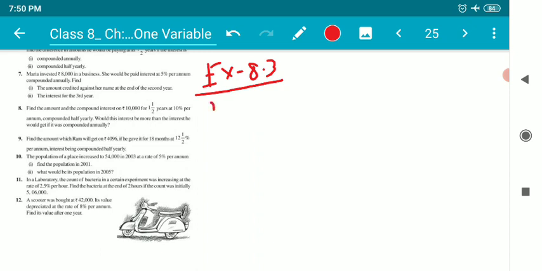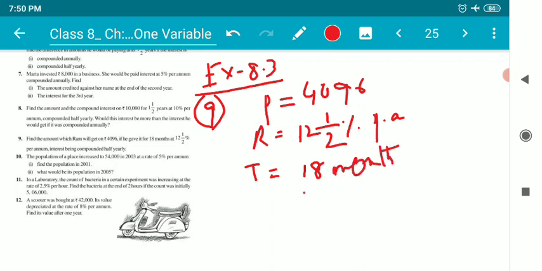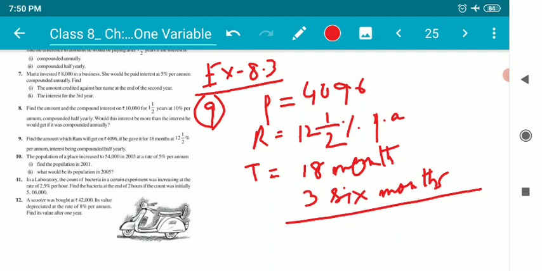The first question, question number 9, which I've chosen to solve. Find the amount which Ram will get on 4096, means the principal amount is 4096. Rate of interest is 12 1 by 2% per annum, and the time is 18 months. Time is 18 months, means children there are 3 six-month periods. We can understand it in a very easy way that in 18 months there are 3 six-month periods.